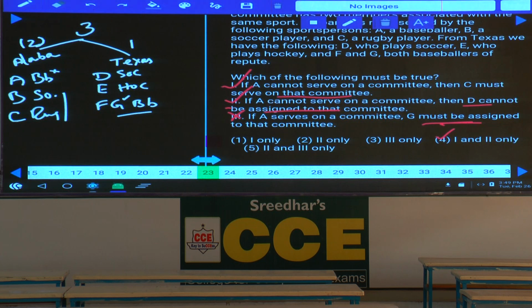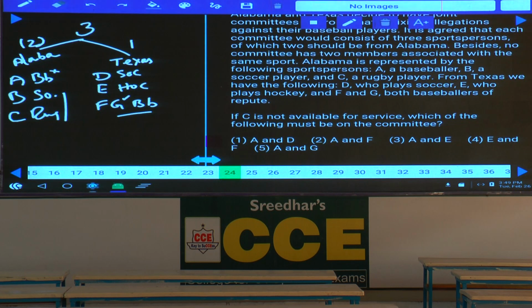And this is about question number 23. Then coming to 24, if C is not available, then A and B must be in that committee. If A and B are there, as B is there, D cannot be here. A is there, so F and G cannot be there. Then who is the other person left over here? E is the only other person left over.